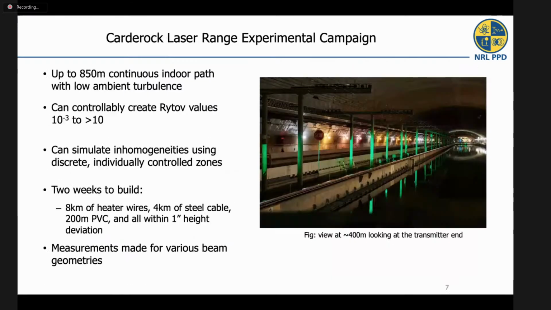Okay, so a little bit more about Carter Rock. As I mentioned, we had 850 meters of continuous indoor turbulence generation. So here's an example of just 1/2 of the range. This is actually a model basin. They test and design hull designs in here. So there are actually 2 large water basins, and then there's a gangway in the center, which is where we set up our experiment here.